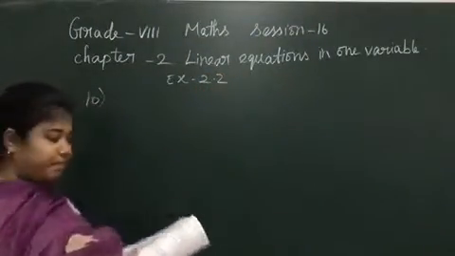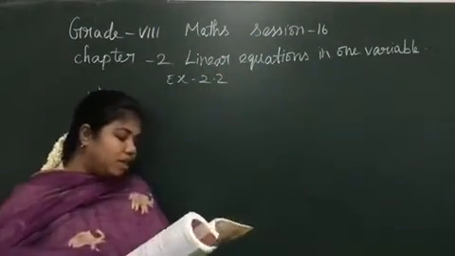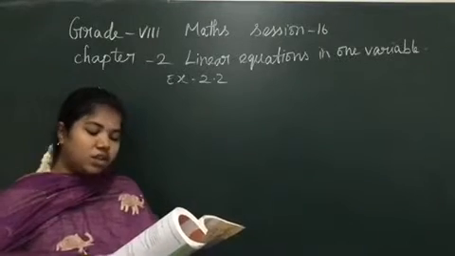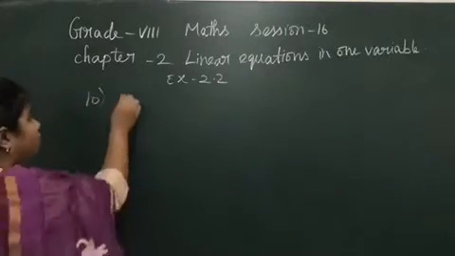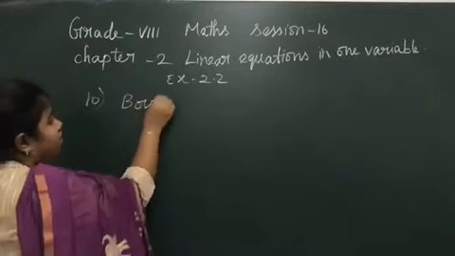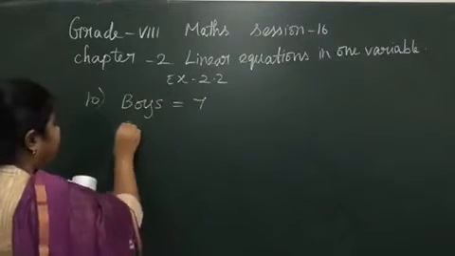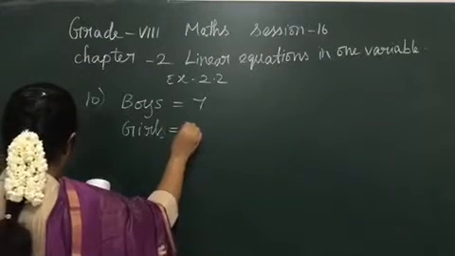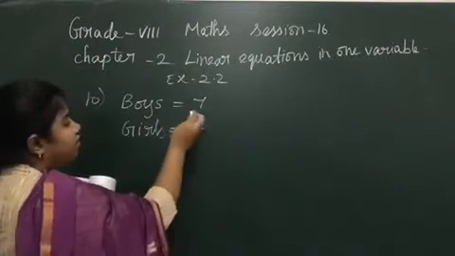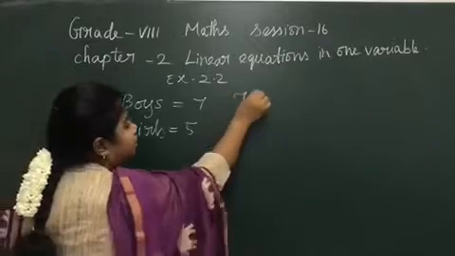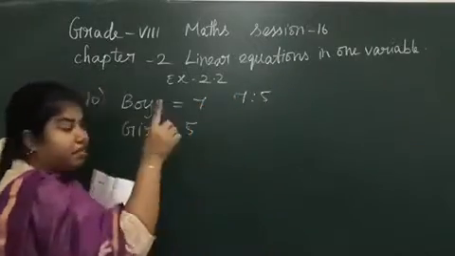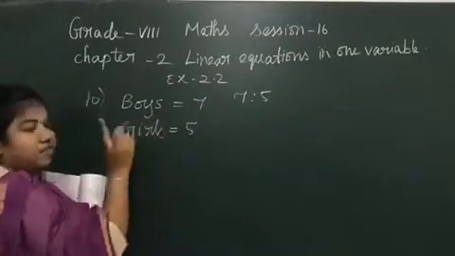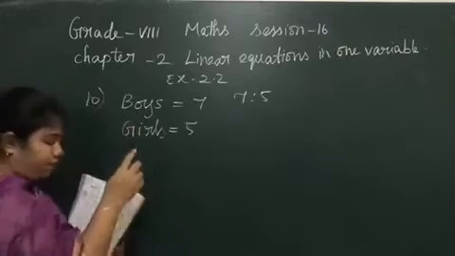Okay. Now, the number of boys and girls in the class are in the ratio 7:5. So boys is 7 and girls is 5, because 7:5 is given in the question. Boys is given first, so boys is 7, and girls is given second, so girls is 5.